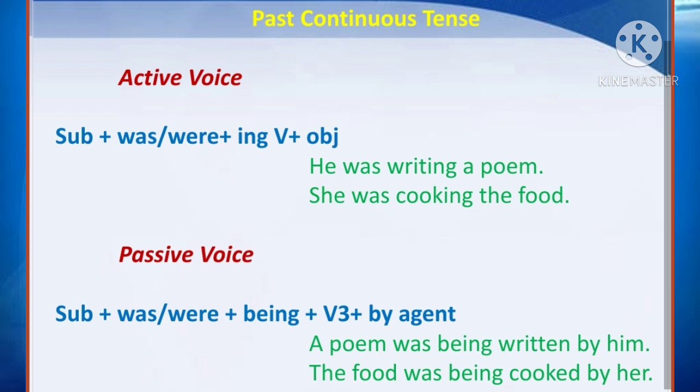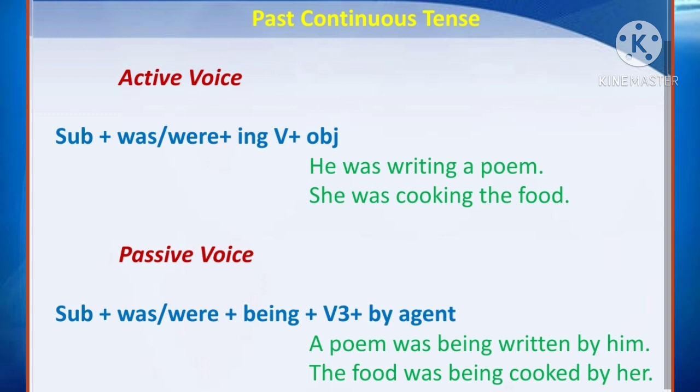How to form a sentence in active and passive voice? The rules are given there. Active voice: subject plus was or were plus the ing form of the verb plus object. Let us take the examples. He was writing a poem. He is a subject plus was plus writing, the ing form of the verb write, plus object, that is a poem.